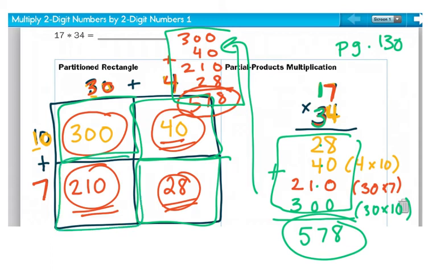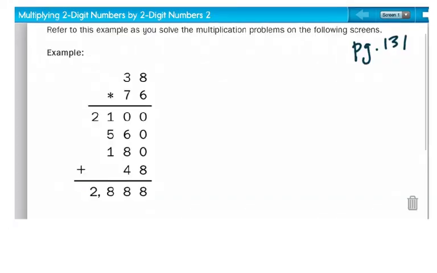Now what we're going to do is try multiplying with just partial products. On page 131, you're going to just be using partial products multiplication. Refer to this example as you solve the multiplication problems on the following screens, but actually yours is going to be the page. They actually begin multiplying with the largest place value. So I will go ahead and do that on the following problems as well.